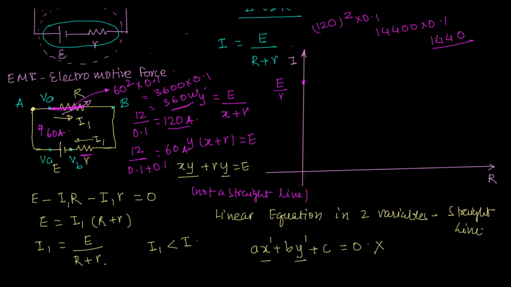Straight away 4 times. 1440 upon 360 is 4 times. So the power dissipated would have become 4 times. Fine. This is not to say that we use this internal resistance as a protection for the circuit. No, not at all. There are better ways to protect against the overcurrent through this.